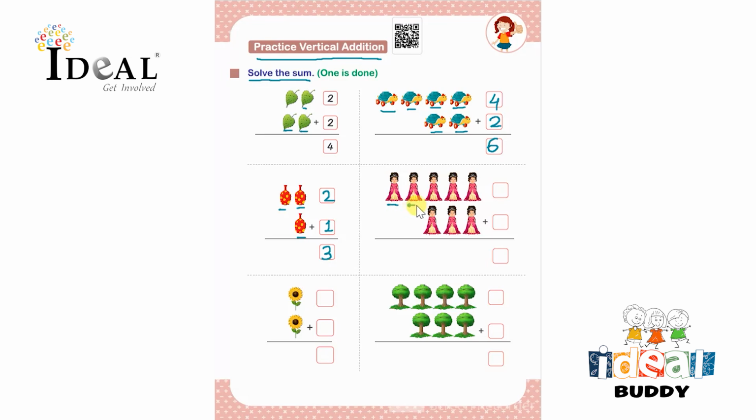Here there are 5 princes. Here there are 3 princes. So in all there are 5 plus 3 equals 8 princes. Here there is 1 sunflower and here also there is 1 sunflower. So 1 plus 1 equals 2. Here there are 4 trees and 3 trees. So 4 plus 3 is equal to 7 trees.